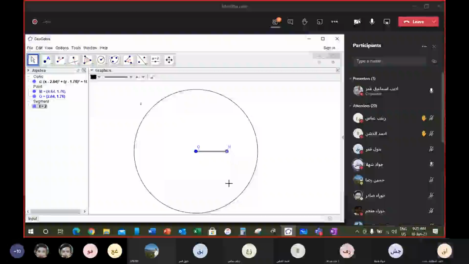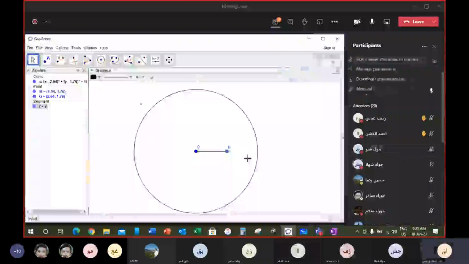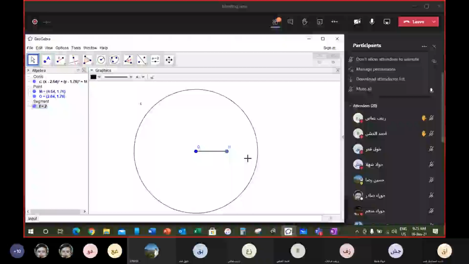No tangent. Nothing. Right, Ahmad, right, Ghanwas, right for everyone. So from a point inside the circle, no tangent can be drawn to this circle. Okay? Then we continue in the presentation. We can't draw any tangent from M to C, because M is inside the circle.